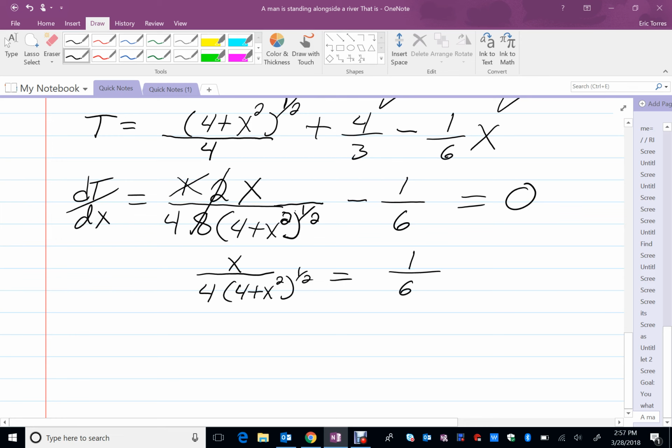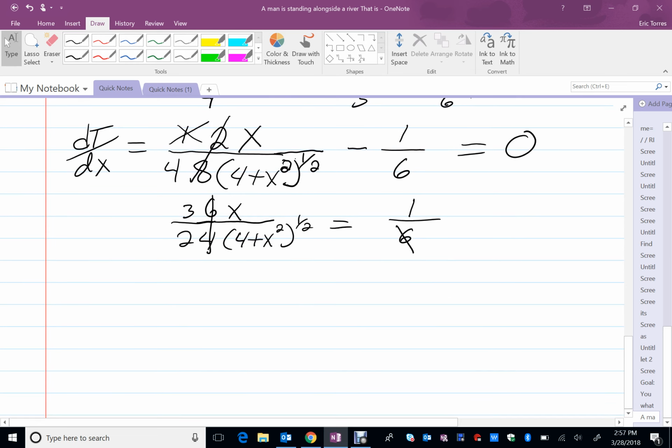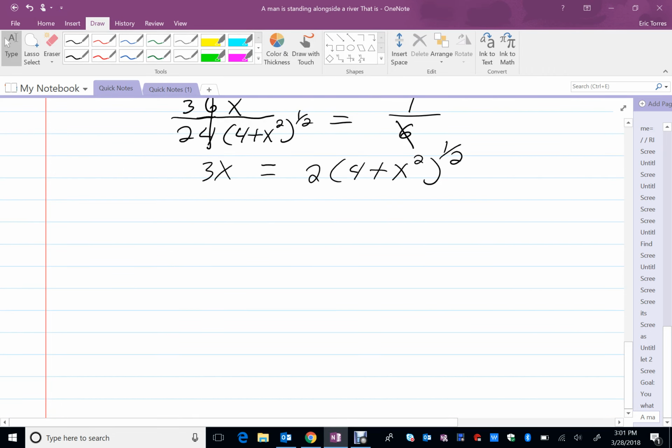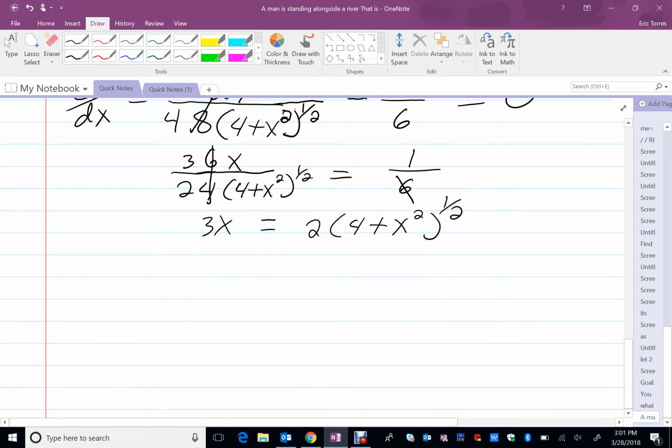Okay, now I'm going to, couple things we could do here. First thing I'm going to do is multiply both sides by 6. And then I'm going to reduce my fraction. 6 over 4 reduces to 3 over 2. So I have 3x over 2 times the quantity 4 plus x squared raised to the 1/2 equals 1. I'm going to multiply both sides by my denominator. Okay, after reducing, I multiply both sides by the denominator.